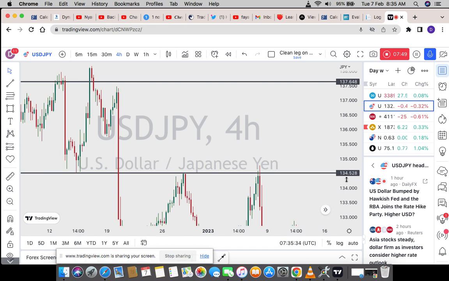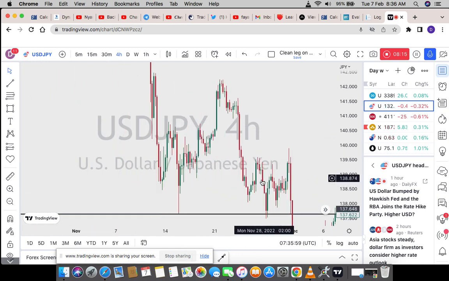I also don't want to miss out on these trades, guys. This is a huge opportunity to make all the money that you failed to make last month, because last month wasn't really looking good. It was looking all nasty and very dull. So first level target for the Japanese yen, 134.528. Next level target is 137.648.